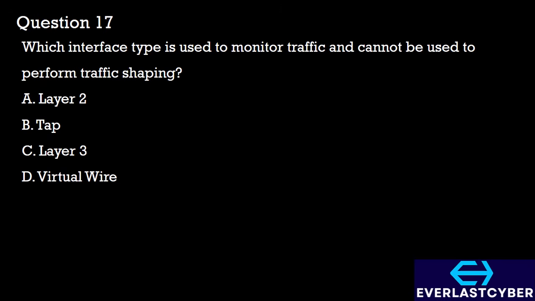A Layer 3 interface operates at the network layer and helps to route traffic. It can also perform traffic shaping based on IP level policies and routing decisions. A virtual wire interface is used to bridge two network segments transparently. It can pass traffic between interfaces without changing the layer of traffic, and it can also be used for traffic shaping in certain configurations.